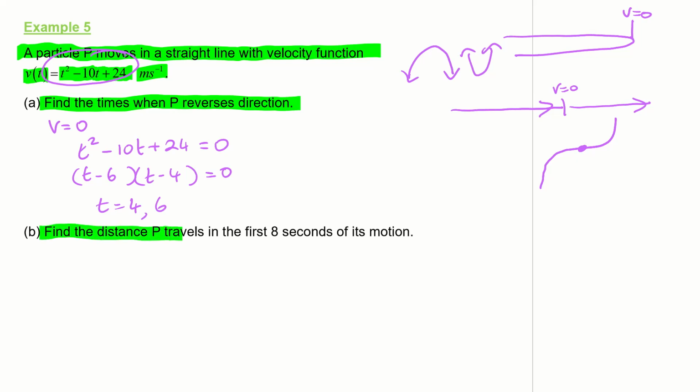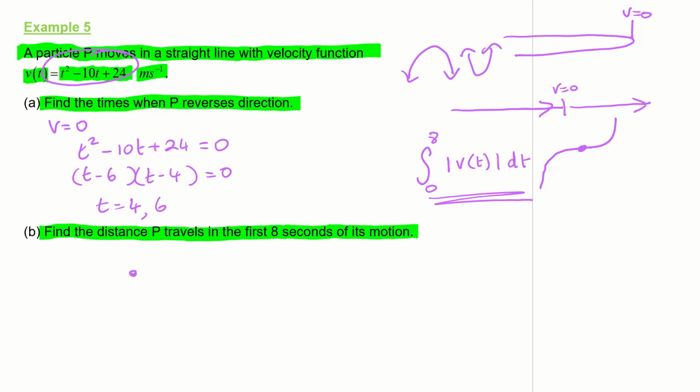Find the distance P travels in the first 8 seconds of its motion. Okay, you can do that with an integral between 0 and 8 of the modulus of v of t dt. You can do that straight on the calculator. We're going to look at how to do it without the calculator.